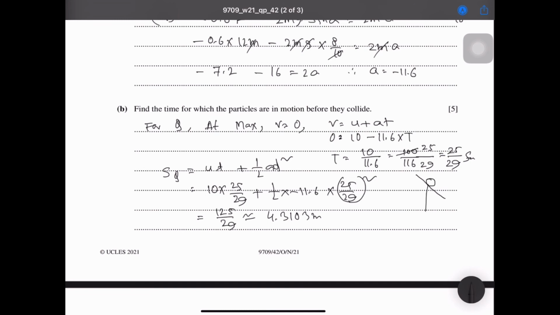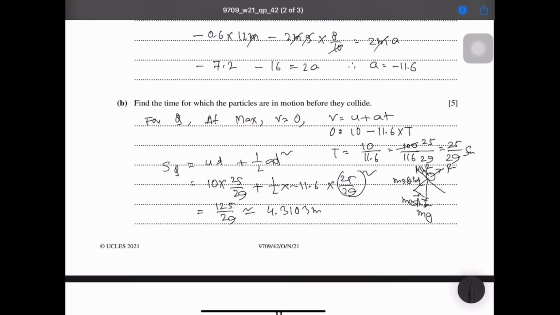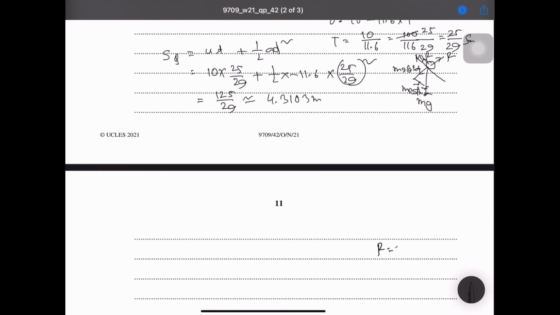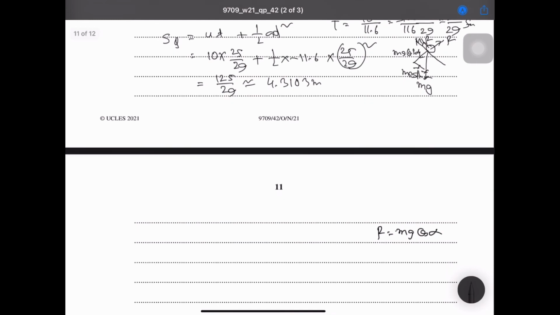So its mass is m, so its weight is mg, and since it's going down, mu R will be in the upward direction, R is perpendicular. So let me resolve. This is mg sin alpha and this is mg cos alpha. If we simplify, R will be mg cos alpha, and its acceleration will be in the downward direction.